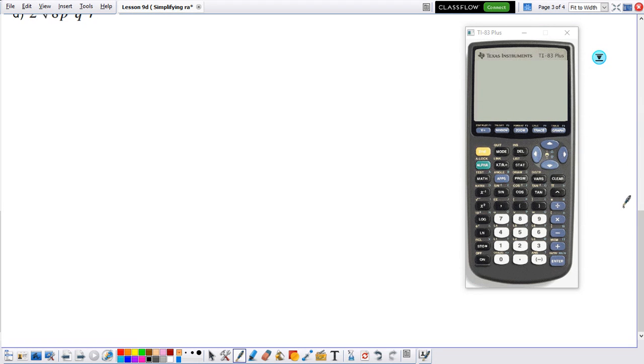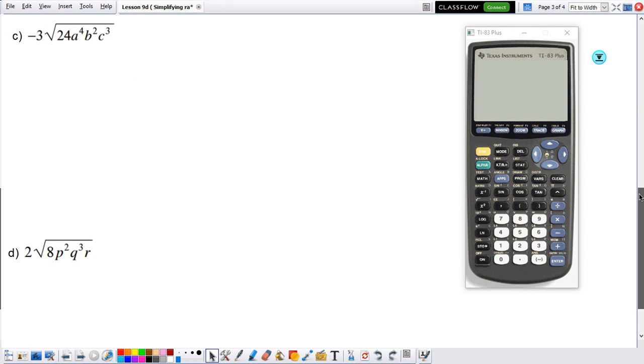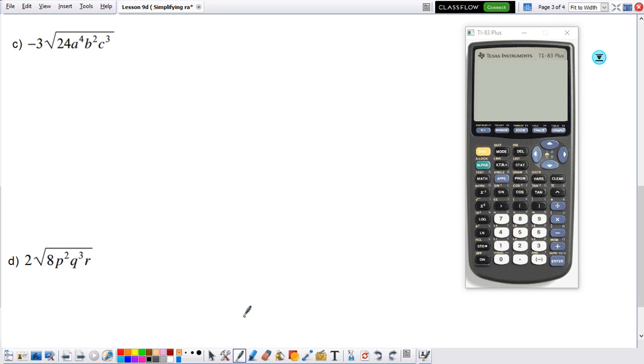Let's look at example C, and then we'll finish it up with D. Now here, example C, again, what you gotta do first is just separate it. Notice that in C it's a little bit different because we have a number outside, so you will see how that plays a role in a second.